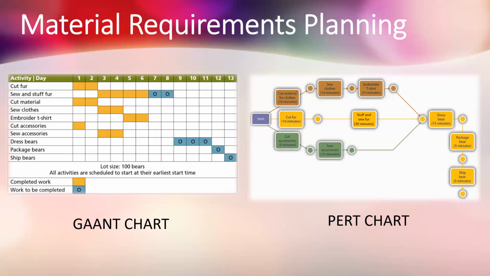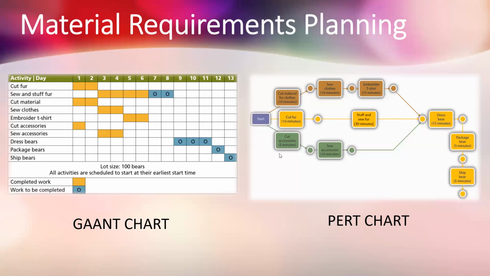So what happens here is that we look for an MRP system, and that MRP system will give us a bit more information on where our chart is and what we want to do. So we have a step-by-step process, and usually on a PERT chart you have a critical path. A critical path says that in order to cut fur, stuff and sew the fur, and then dress the fur, this yellow line is the critical path that opens you up to packaging and shipping it, but you have to complement it.